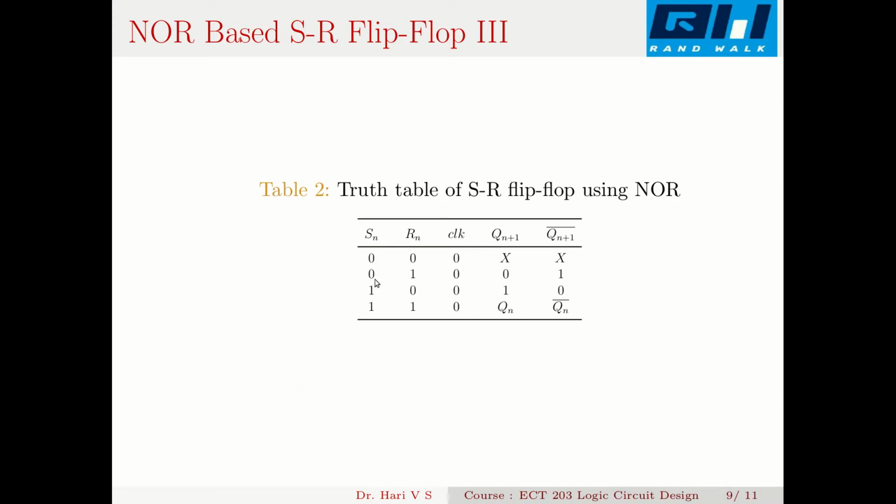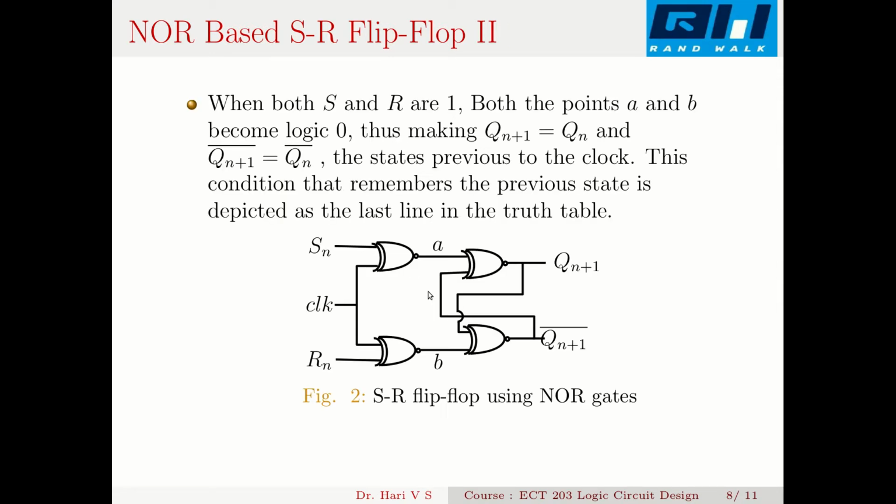Now let us look at the second line of the truth table with S equal to 0, R equal to 1 and clock equal to 0. When R equal to 1, B becomes a 0. When S equal to 0 and clock equal to 0, A becomes a 1.